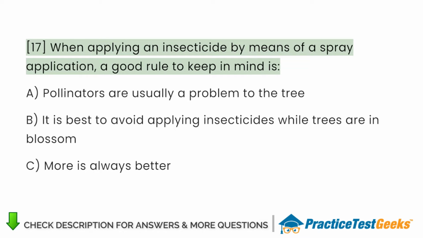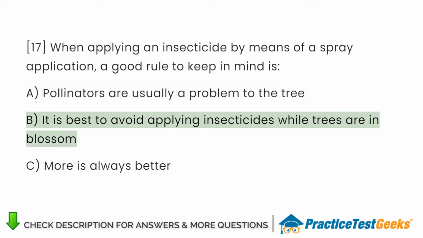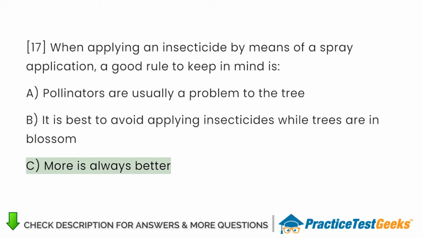When applying an insecticide by means of a spray application, a good rule to keep in mind is A. Pollinators are usually a problem to the tree. B. It is best to avoid applying insecticides while trees are in blossom. C. More is always better.